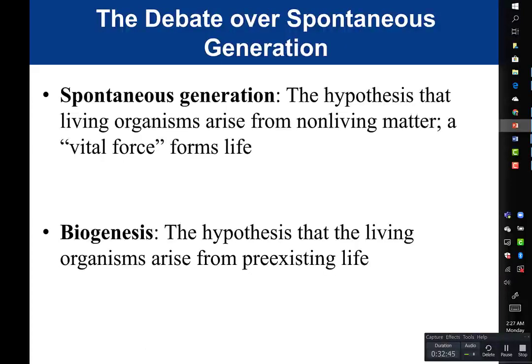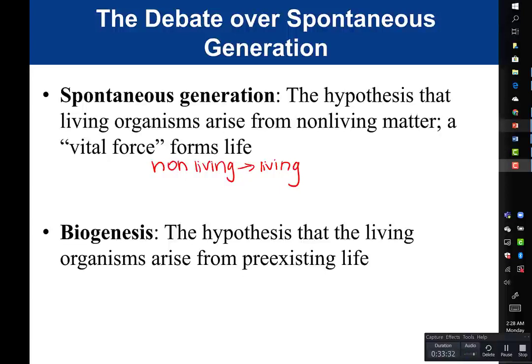So once they saw cells, this led to a debate about how life arose. There were two competing theories during this time. One was referred to as spontaneous generation, and that is the hypothesis that living organisms arise from non-living matter, that some vital force forms life. In spontaneous generation, the idea was you could go from non-living to living. Spontaneously, some vital force, they didn't know what it was, allowed life to come from nothing.